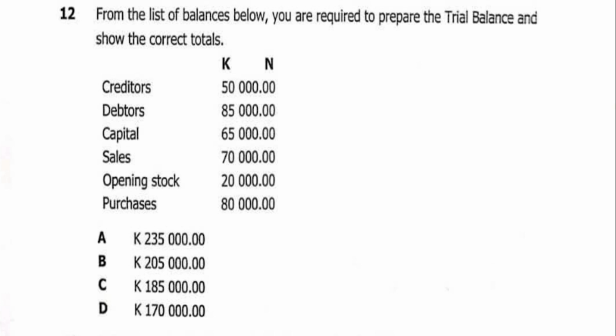Creditors, we have the 50,000. Then debtors, we have the 85,000. Then capital, we have got the 65,000. Then sales, we've got 70,000. Then opening stock, we have got 20,000. Purchases, we have got 80,000.